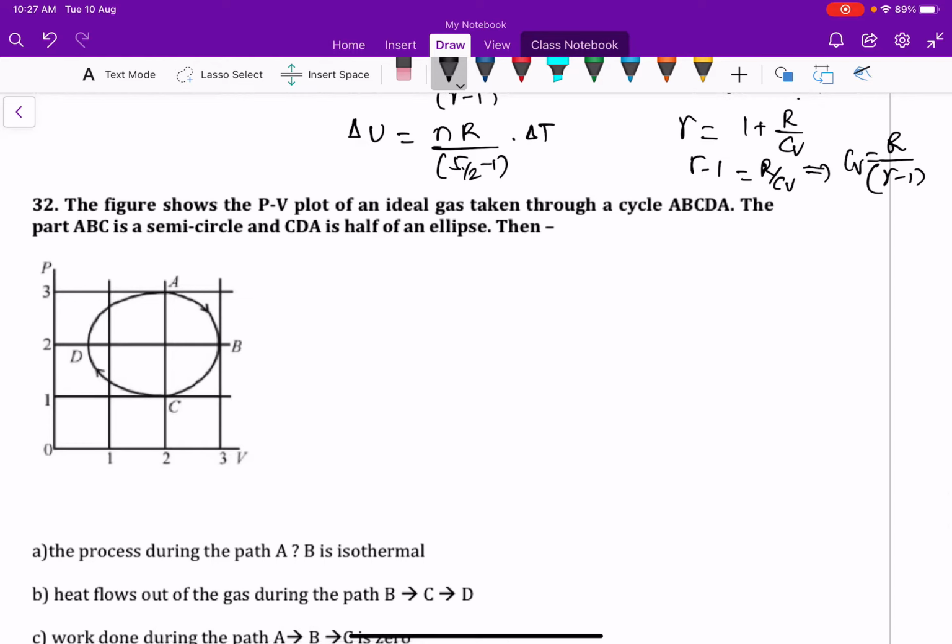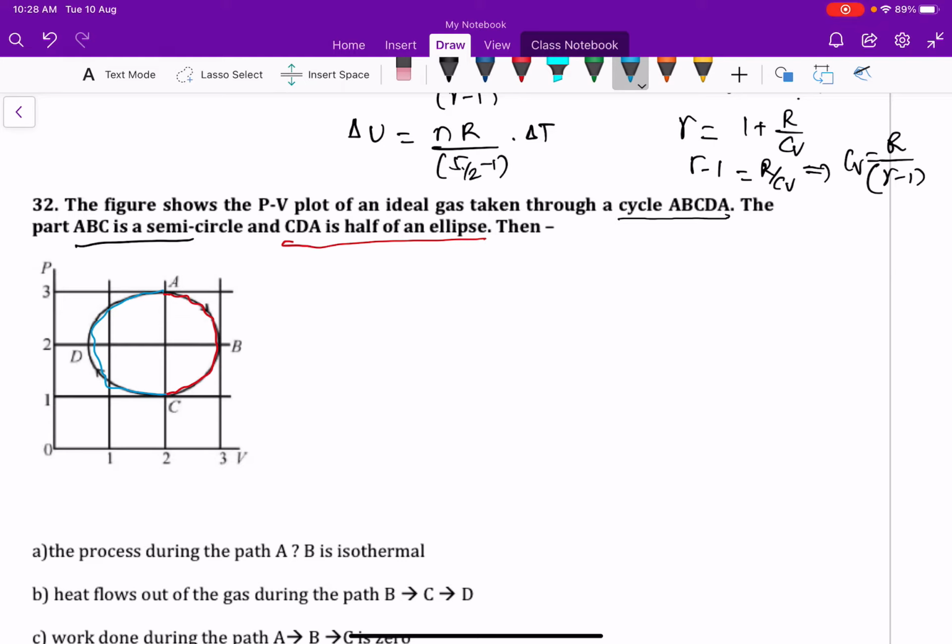And next come to question number 32. Here question number 32 is: the figure shows the PV plot of an ideal gas taken through a cycle ABCDA. The part ABC is a semicircle and CDA is half of an ellipse. So ABC is a semicircle and CDA is half of an ellipse.